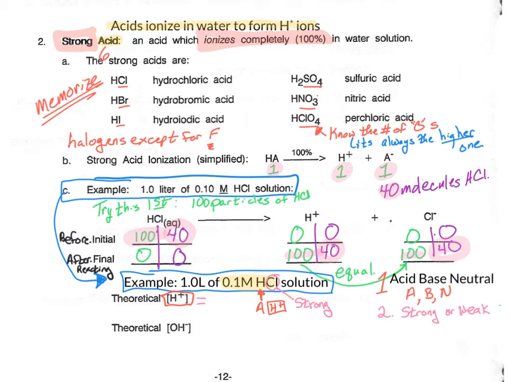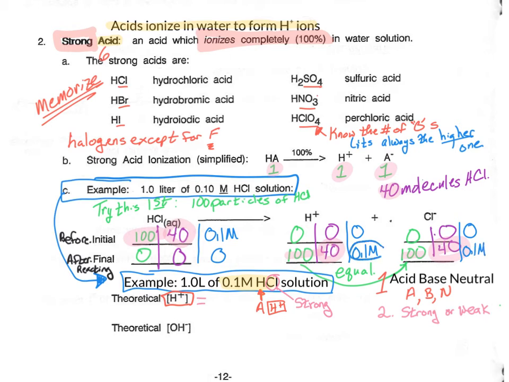So now let's put that in our chart. How much do I have to start with? I have 0.1 molar HCl. How much H plus? I don't have any. How much Cl minus? Again, I don't have any. After the ionization reaction, I will have 0 HCl left, and I will have, in this case, 0.1 molar H plus and 0.1 molar Cl minus.